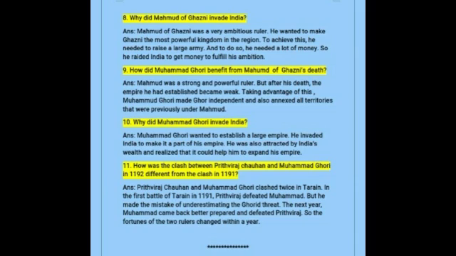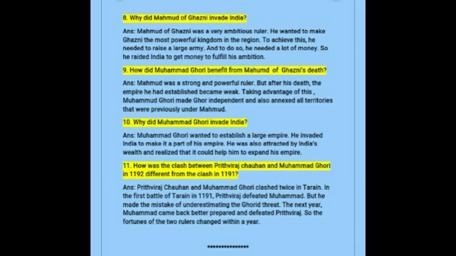So next question, how did Muhammad Ghori benefit from Muhammad of Ghazni's death? So Muhammad of Ghazni was a strong and a powerful ruler, but after his death, the empire he had established became so weak, and taking advantage of the situation, what happened? Muhammad Ghori made Ghor independent and also annexed all the territories that were previously under Muhammad of Ghazni.